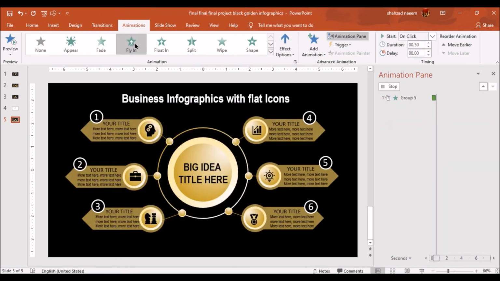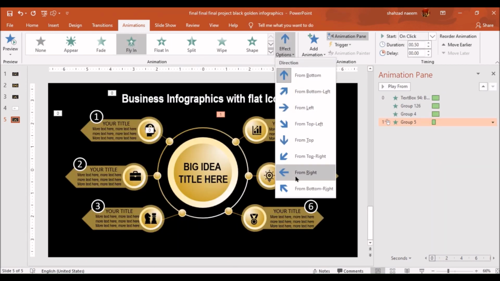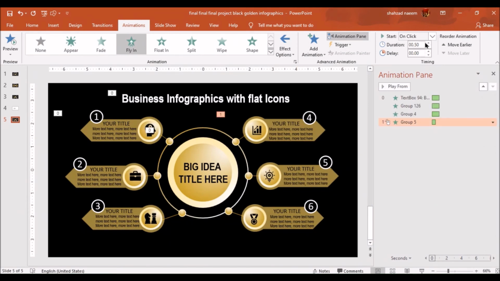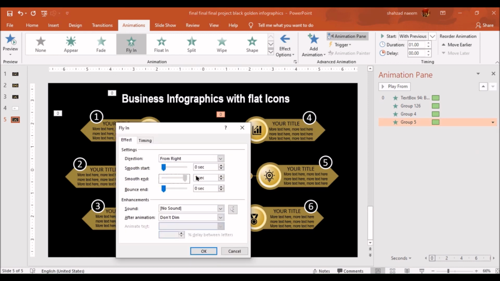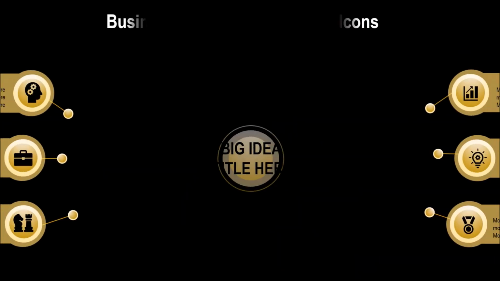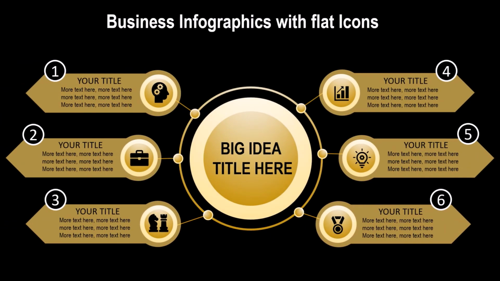Let's select this, the right side, fly in. I want it to appear from the right side and to start with previous and duration as 1. Let's go to further settings and effects and smooth and make it to the extreme right and see how it looks like.